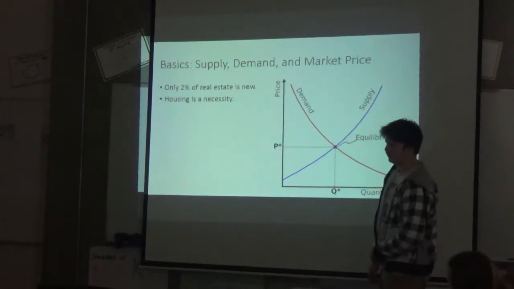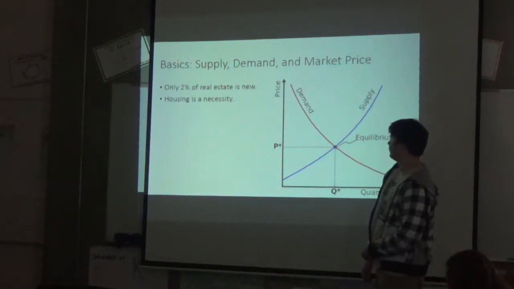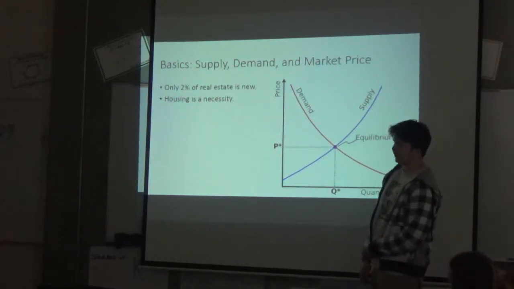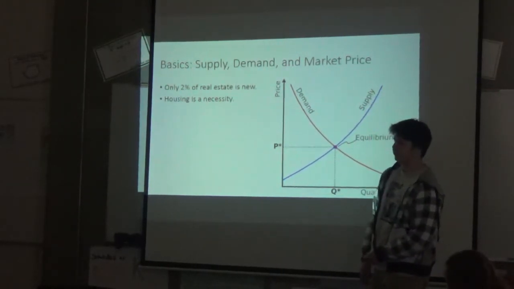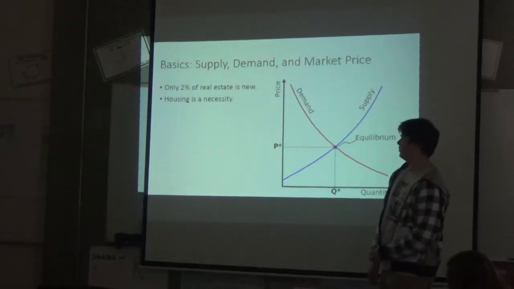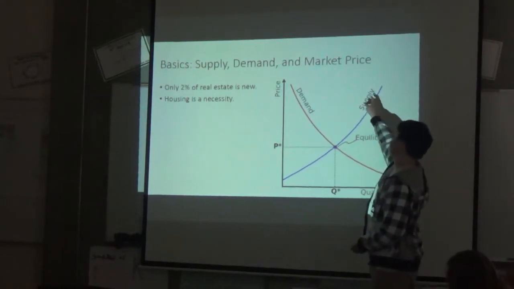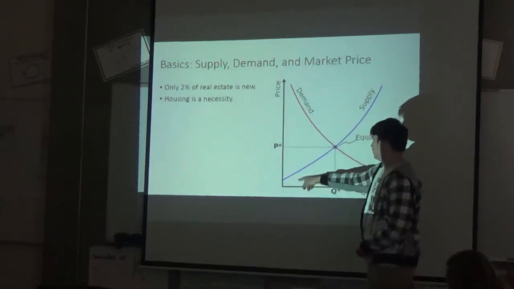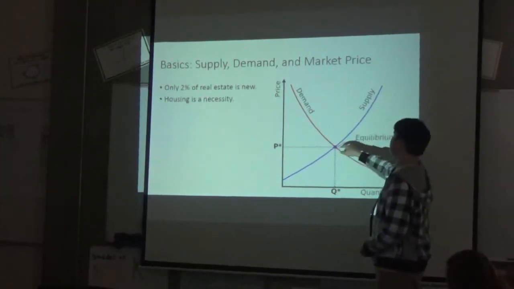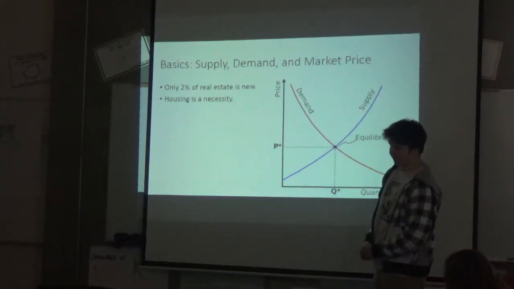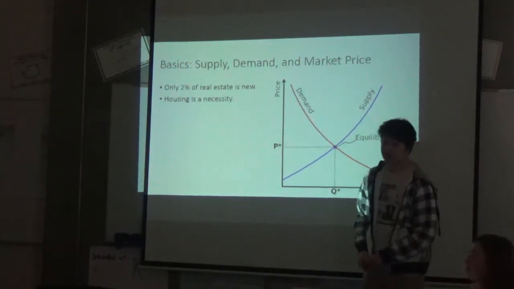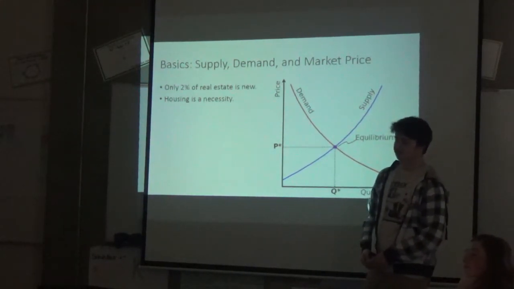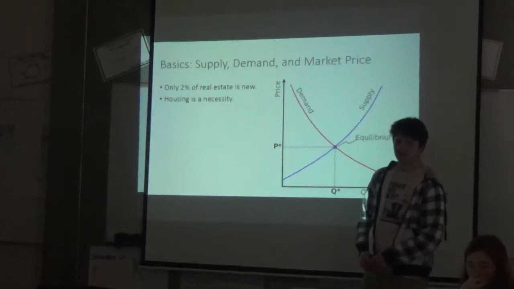So on the left-hand side, not very many people are getting it, and things naturally want to go to the equilibrium point. If there's an excess supply, the quantity demanded is really low, so the price has to go down for the demand to get larger. Making sense? Okay. Cool. Thank you.